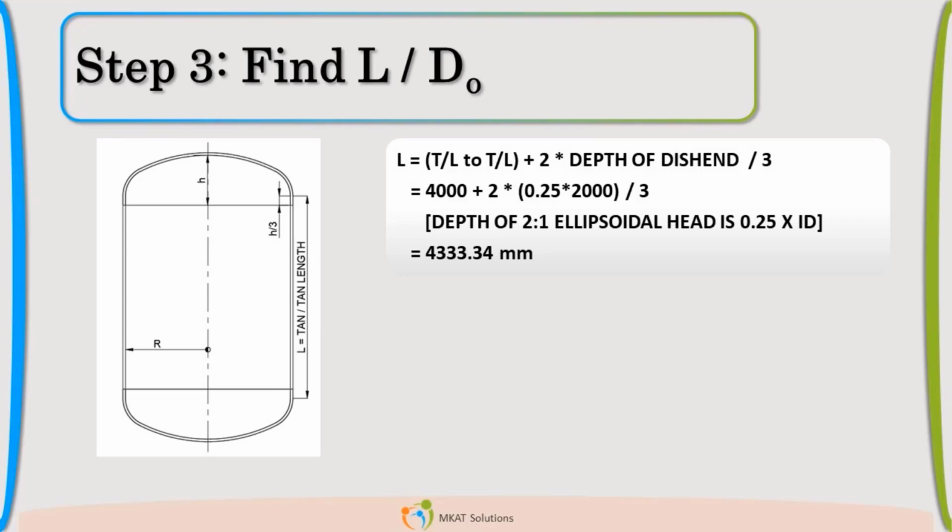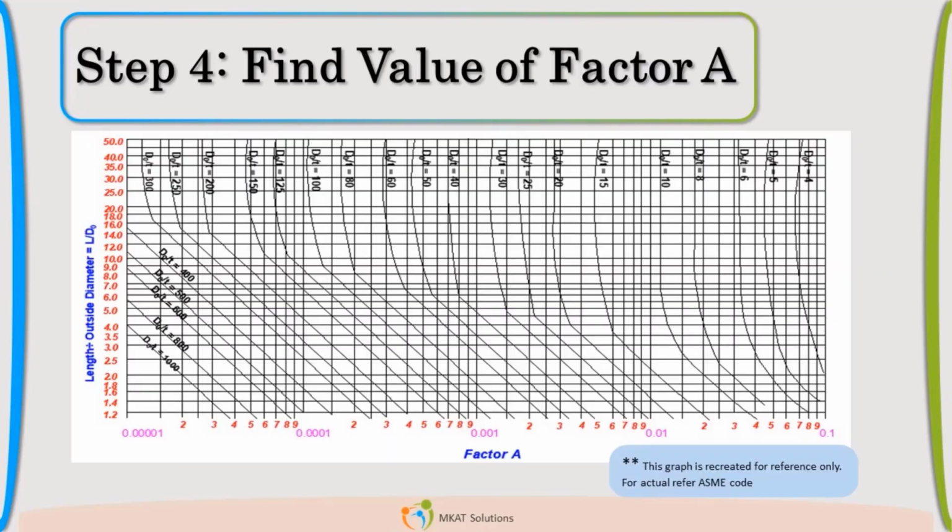So that is my total L. Now I'll divide this L with DO, which is the outside diameter, and I'll get a 2.128 value. Now I have the D naught by T ratio, and I have the L by D naught ratio. Where should I go now? Tell me where I should go now. Once I have these two ratios, where should I go now? Subpart 3, figure G, exactly.